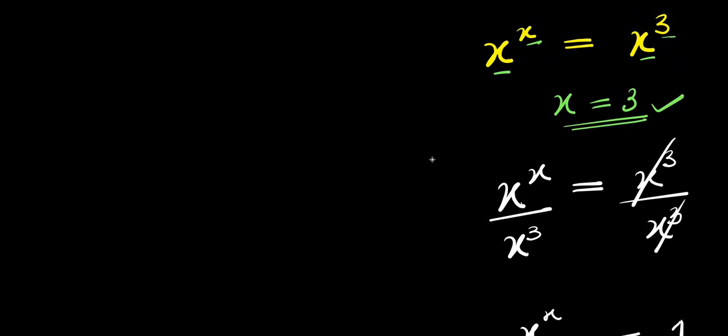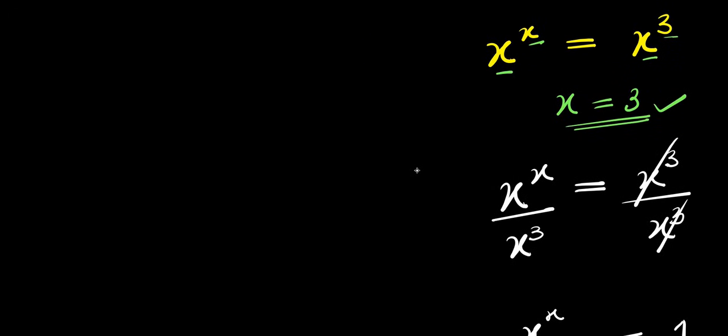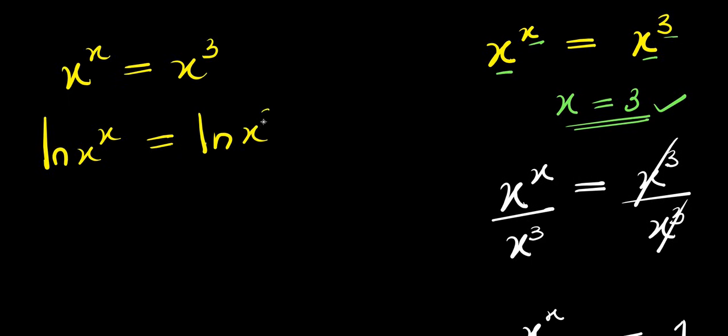You can as well solve it using another method by directly making use of log or natural log. So let's go ahead and do that. I will simply have x to the power x equals x to the power 3. So what I'm going to do is apply log or natural log. I have natural log of x to the power x equals natural log of x to the power 3. And don't forget that if you have natural log of a to the power b, this equals b times natural log of a.